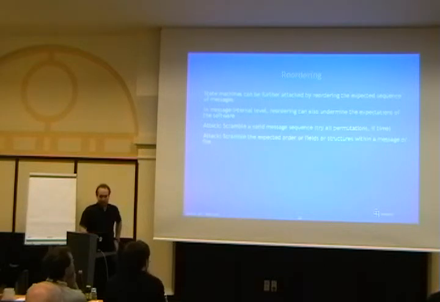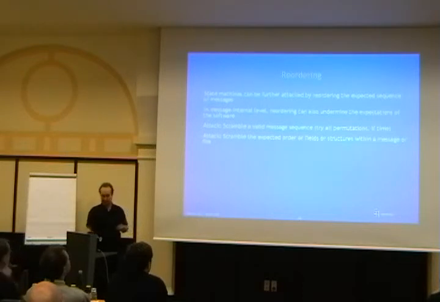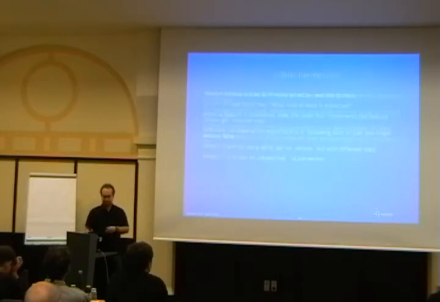So when you are looking at sequences, you can try reordering things as well. You can attack state machines simply by reordering the message sequence, make a valid message sequence, and try all kinds of different permutations. Mangle it as you can. Or if you have a file format that has an expected order of structures, try to reorder them. Try to reorder the expected sequence of elements.